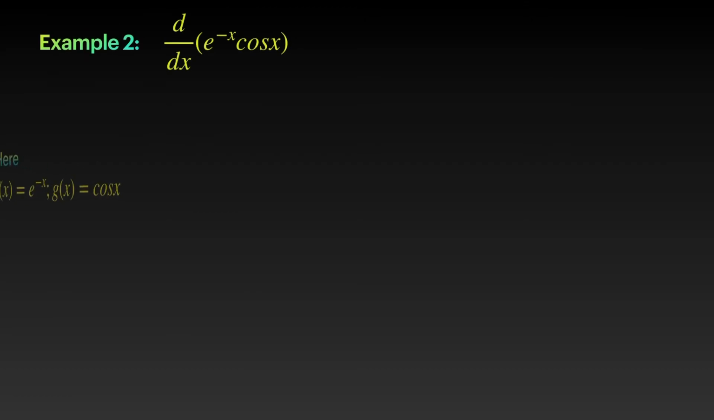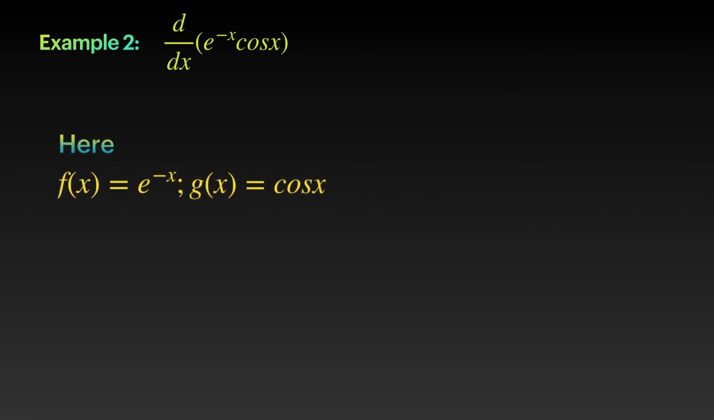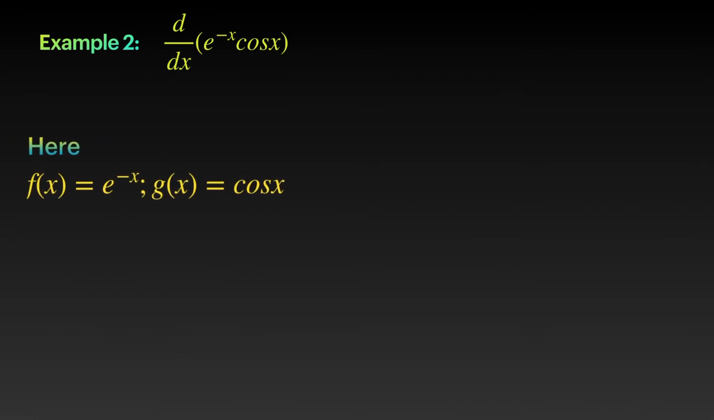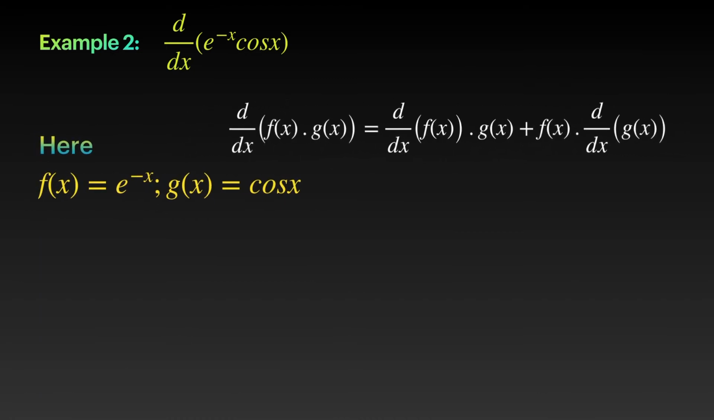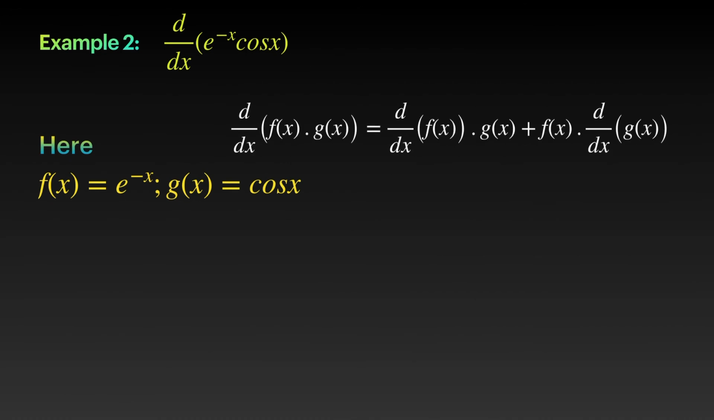In the second example, we find the derivative of the expression e raised to the power minus x cosine x. Here you notice these two functions are in product, so we apply the product rule here. Here we take f of x equal to e raised to the power minus x, the exponential function, and g of x equal to cos x, the trigonometric function.